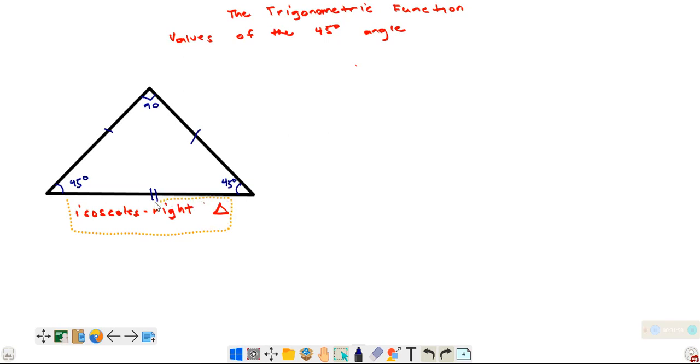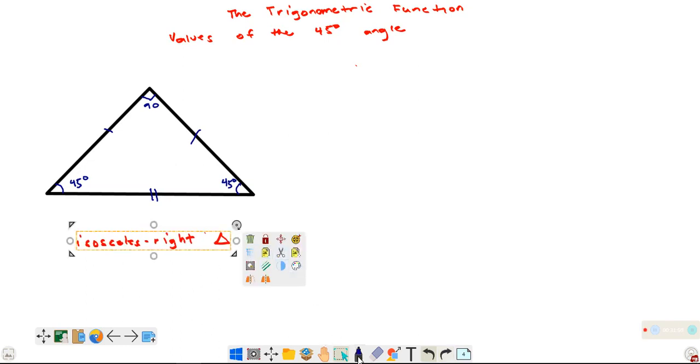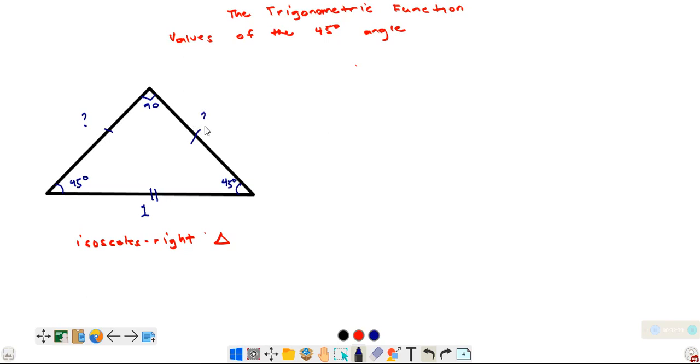I will just move it into this part. Ayan. So what if the opposite of 90 is 1? What will be the measurement of these two legs?